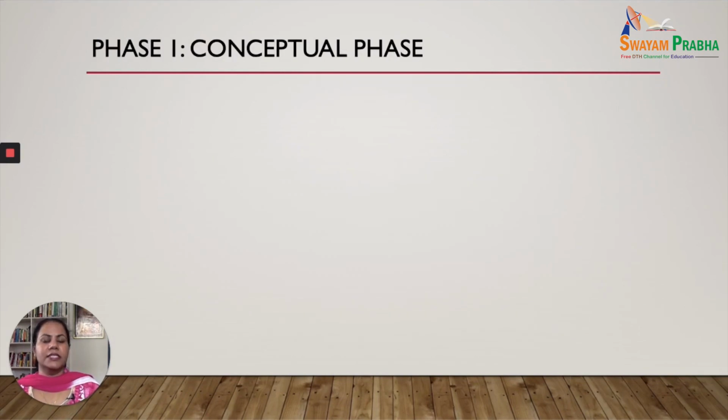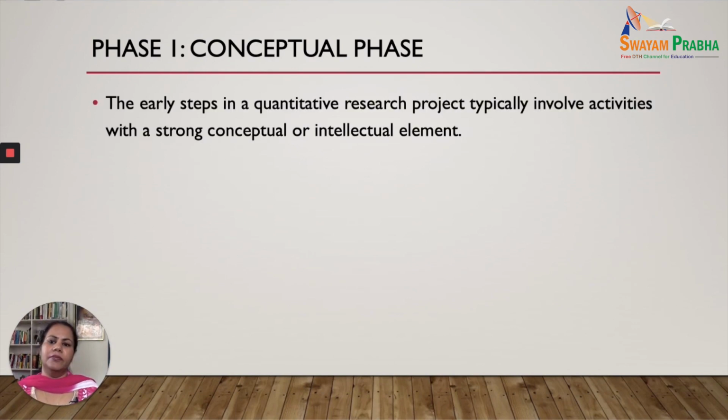So phase 1 is conceptual phase. So conceptual phase typically involves a strong conceptual or intellectual element. Means here the creativity and intellectual ability of the researcher are needed, because here the researcher has to decide for the research question or the problem on which the researcher wants to do the study. Researcher reads the literature, that what is already known about the study or the problem, and what are the exact guidelines or protocol available on that particular problem, and what are the gaps which have been reported in the earlier study.